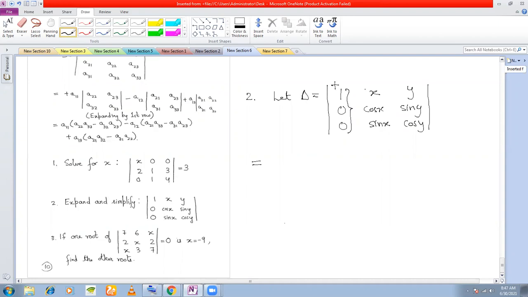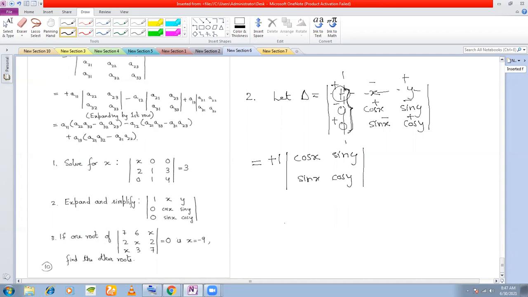So what are the signs here? I have a plus sign here, minus, plus; a minus, plus, minus; a plus, minus, plus, right? So this is the sign pattern that I'm getting here. So first sign is plus. What is the element here? 1. Now what is the minor of 1? You delete the first row and you delete the first column. You get cos x sin y, sin x cos y.